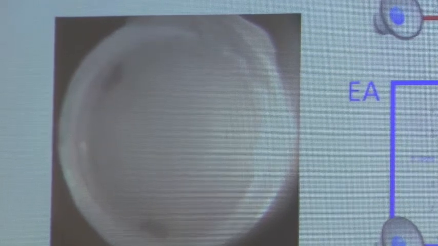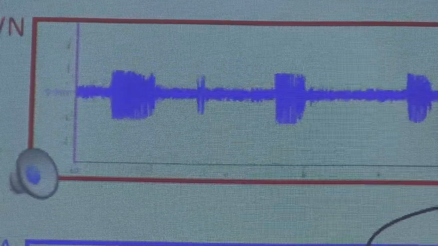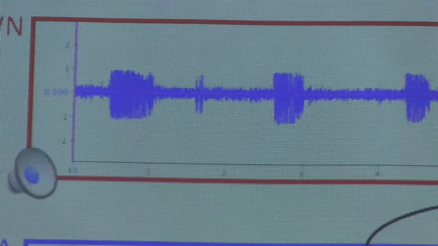So that's what it looks like when they're singing. This is actually recorded in that chamber that I showed you. It looks like they use the wings. Yeah, so it's a wing vibration.